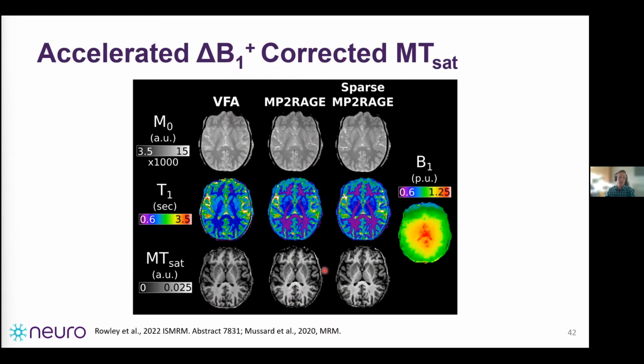But there's also a recent sequence by Moussard et al. that used compressed sensing. By using compressed sensing MP2RAGE, we were able to generate reasonably similar MT-SAT maps and B1 maps as the MP2RAGE with about 40% less imaging time than the MT-SAT. So that's huge: getting really good data quality in nearly half the time compared to the more standard VFA approach.